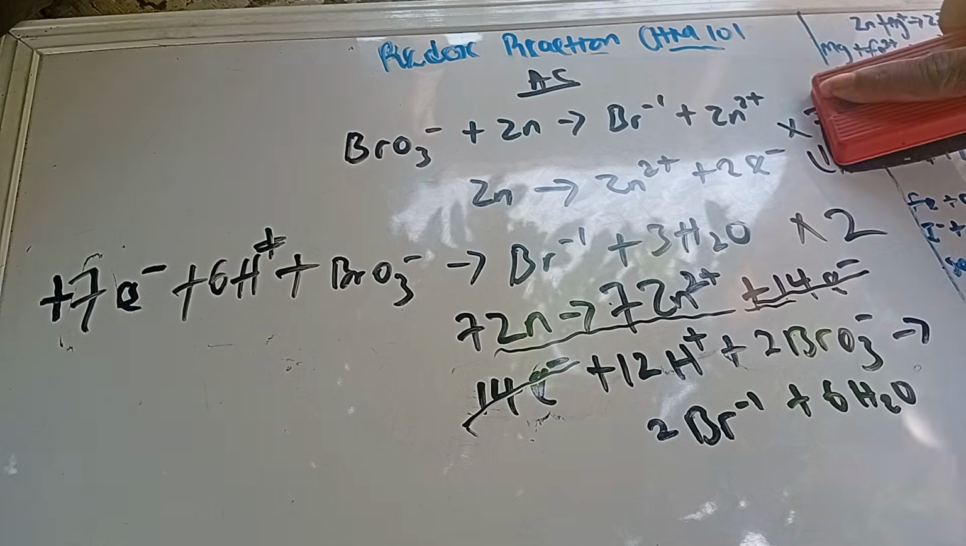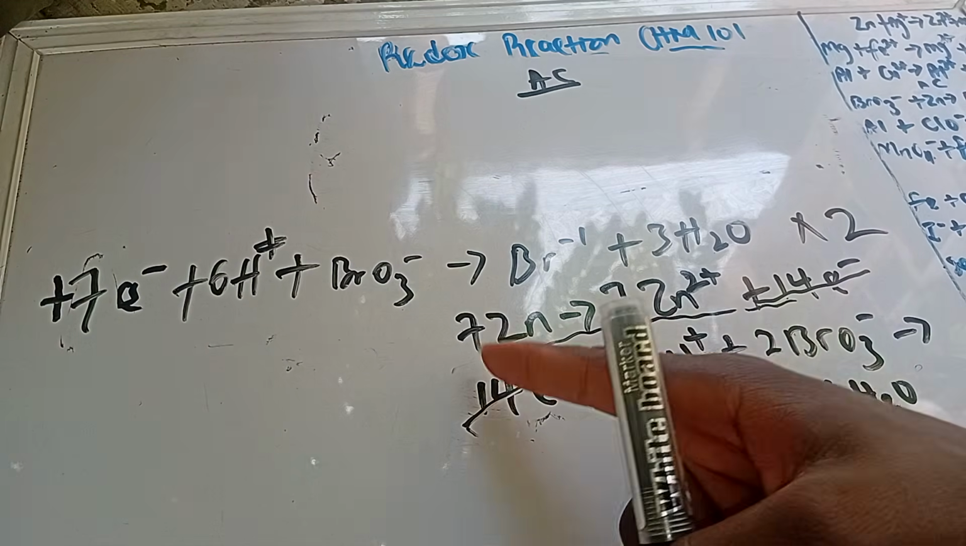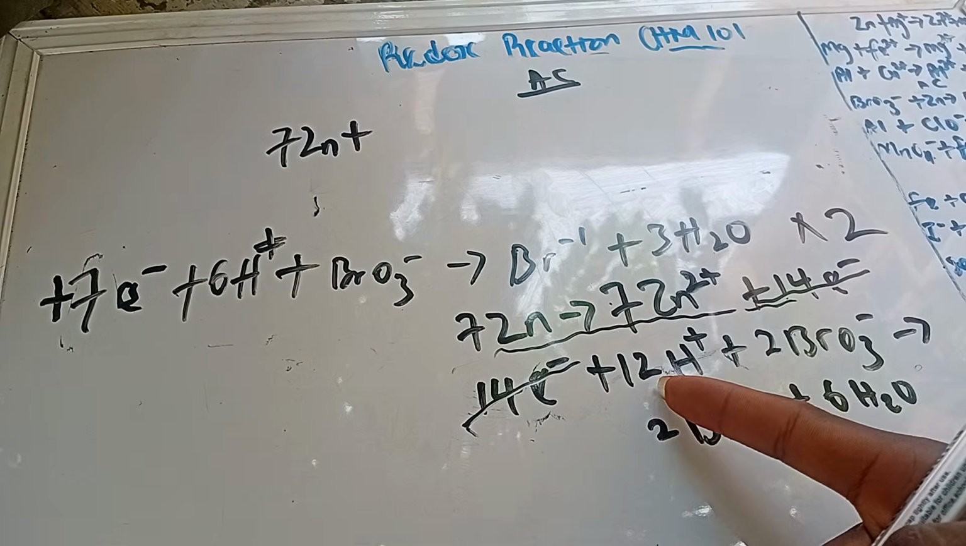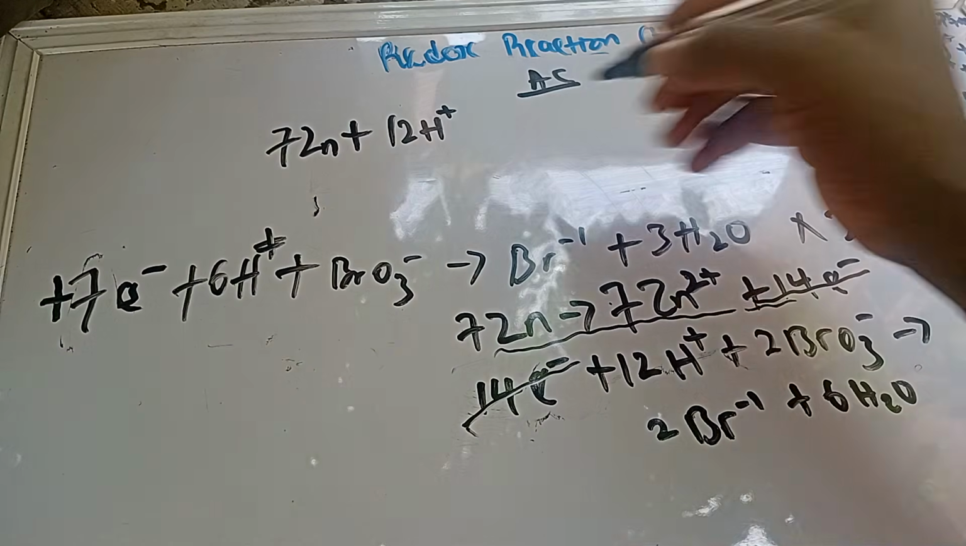Let me clean the upper part so that we can see what we are doing very well. Now what do we have on the left side here? We have 7Zn. What do we have on the left side here? We have 12H plus. What do we have here? Plus what?